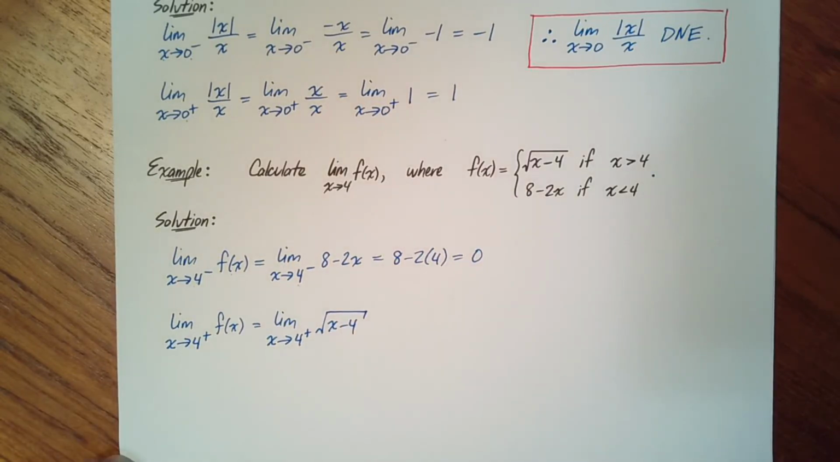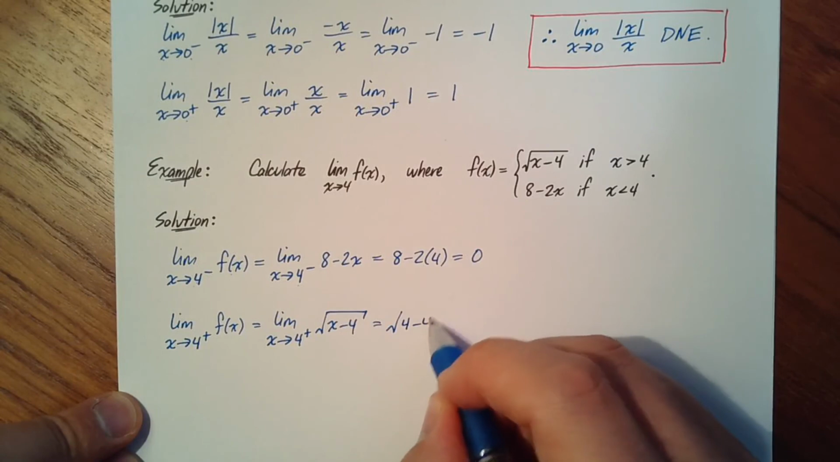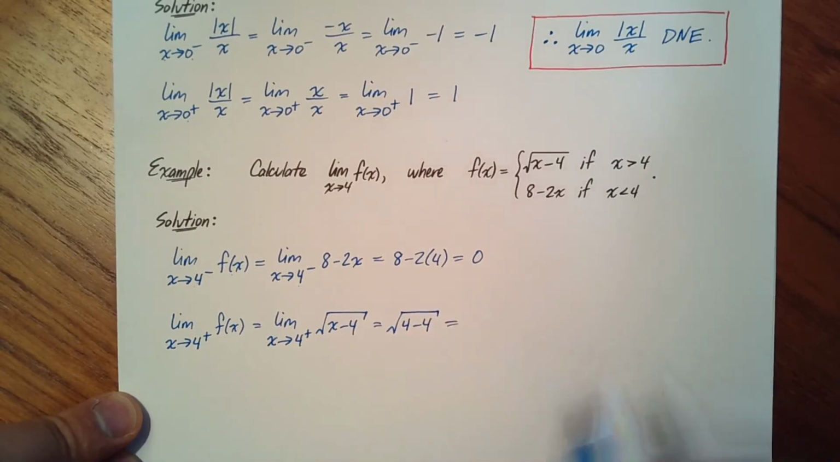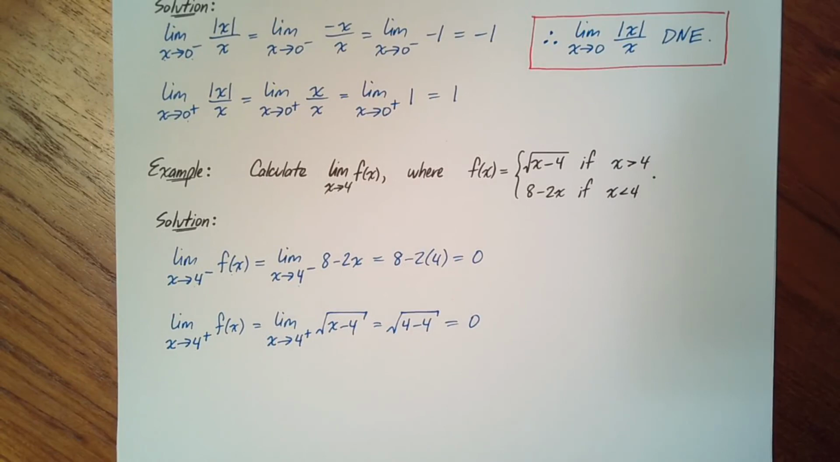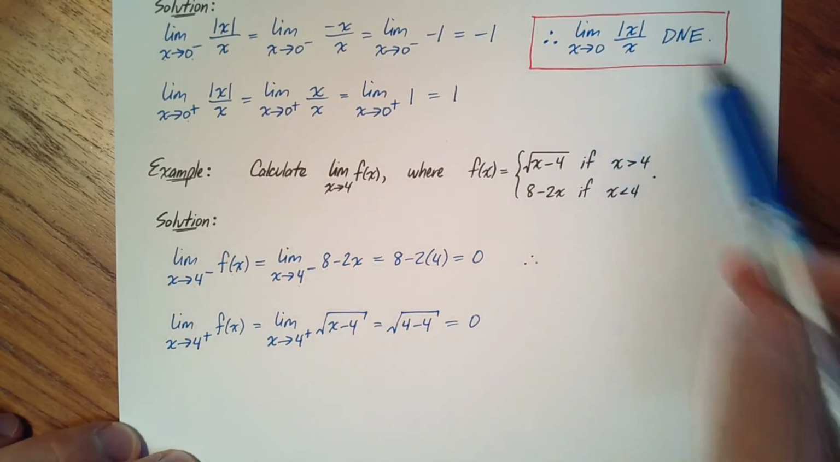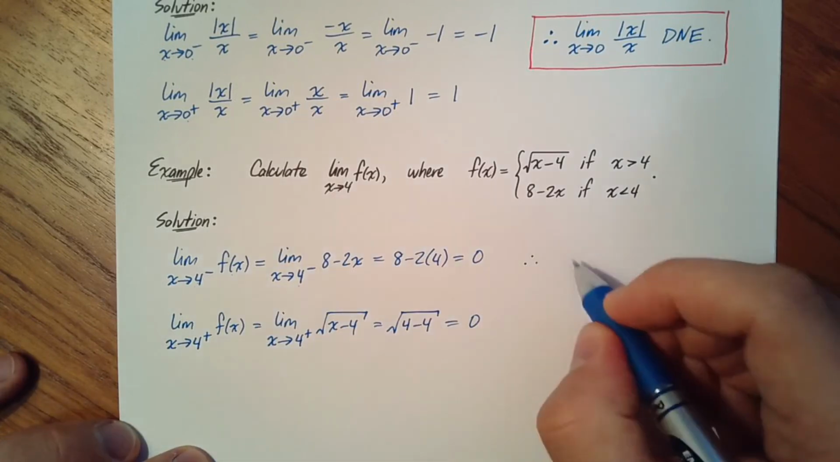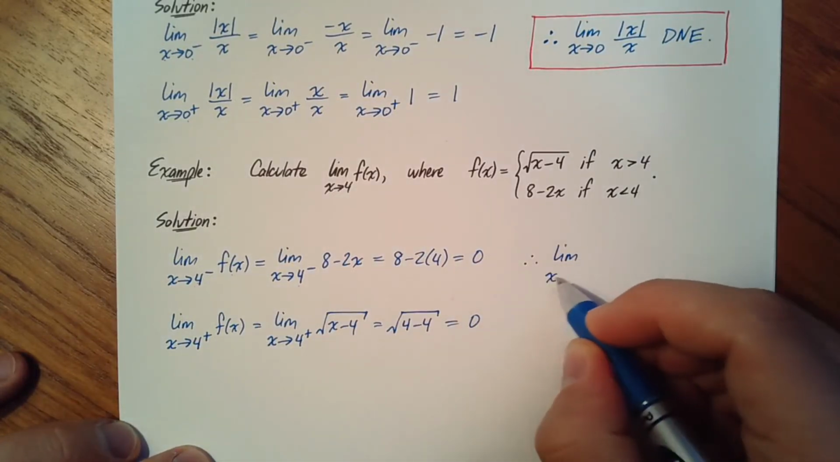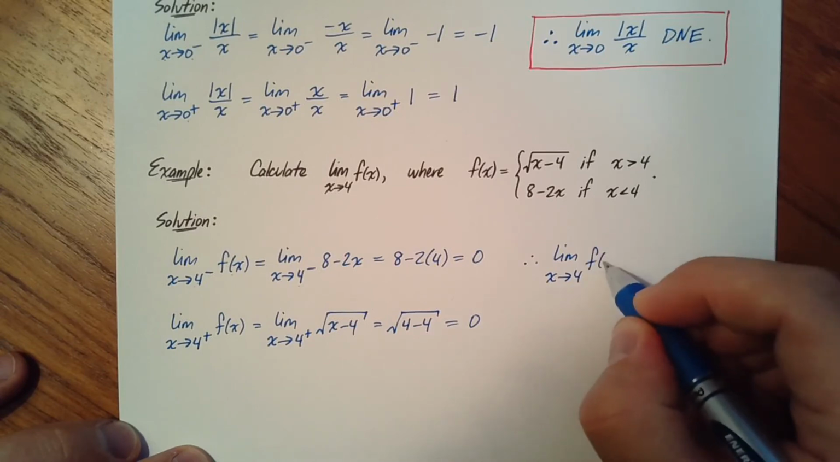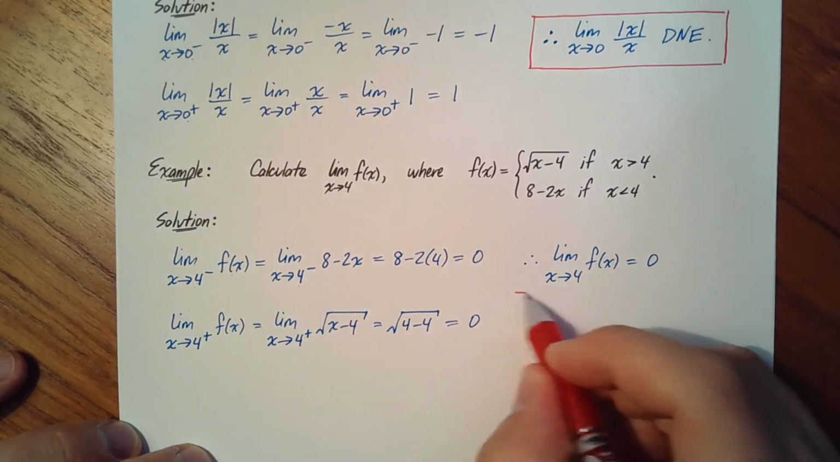Now we can actually plug in our value of 4, and we get the square root of 4 minus 4, that's the square root of 0, which is just 0. So great, we get 0 for both of the one-sided limits. Unlike the previous example, where the two-sided limit didn't exist, here both one-sided limits agreed and gave us 0, so we can say the limit as x goes to 4 of f of x is equal to 0. So that takes care of that.